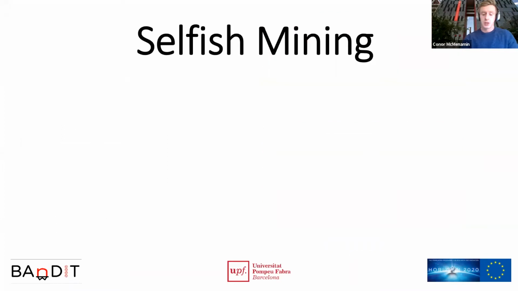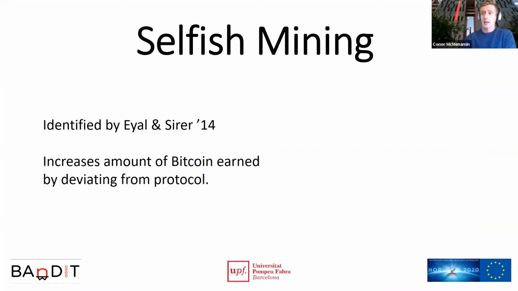This comes to a fore with the attack that has been identified called selfish mining. Assuming we have honest players, Eyal and Sirer showed that it was actually possible to increase the amount of Bitcoin that you earn by deviating from the protocol. And by deviating from a protocol, everything the protocol guarantees can no longer be guaranteed. So we have this attack, or not necessarily an attack, but a strategy that players can take to increase the amount of Bitcoin they own.